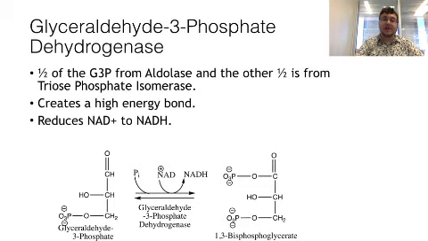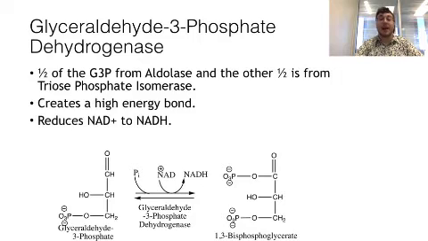Glyceraldehyde 3-phosphate dehydrogenase oxidizes G3P. The G3P can come either from the direct cleavage of fructose 1,6-bisphosphate or from the isomerization of dihydroxyacetone phosphate, both of which were seen in the last two steps. The enzyme will oxidize the aldehyde group, not into a carboxylic acid, but into an acyl phosphate.